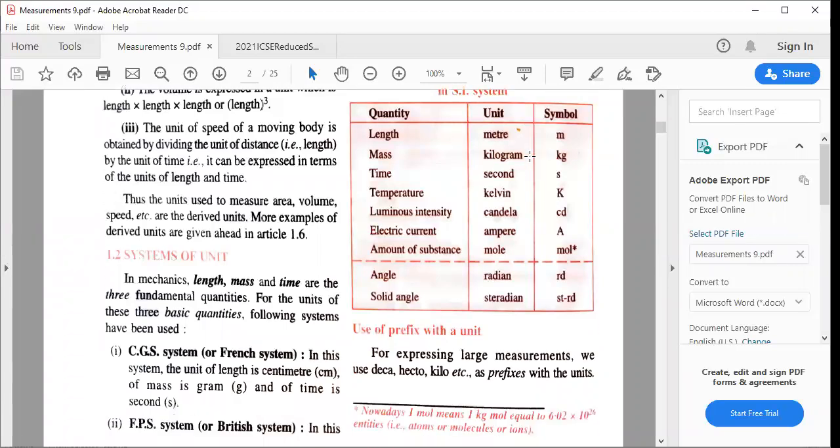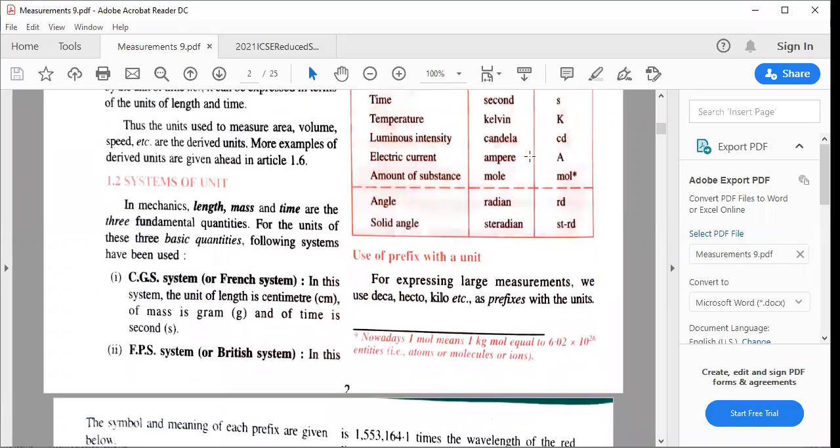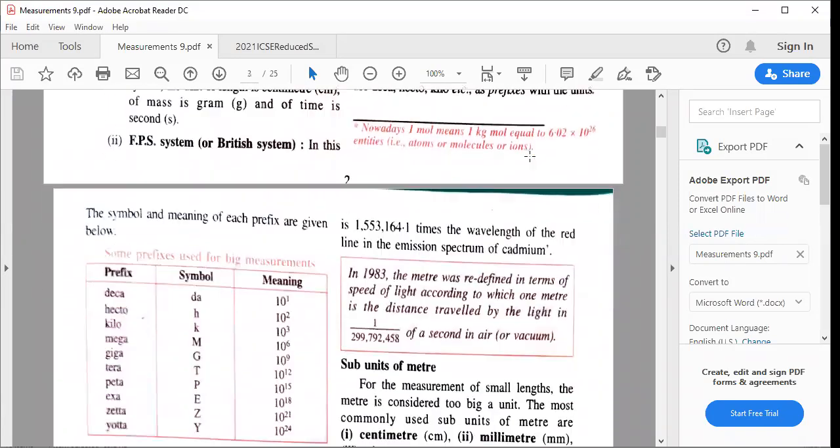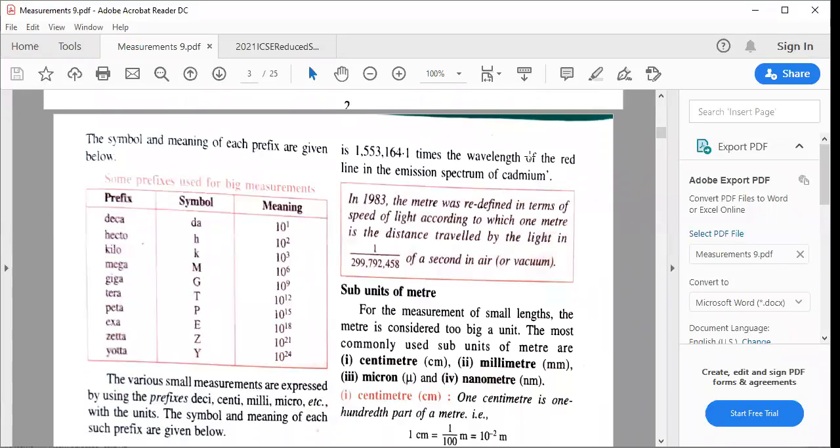Now, use of a prefix with a unit. If you say deca, hecta, hecto, kilo, do you know what deca is? Normally kilo, so let me take meter now: kilometer, decameter, hectameter. Am I right?